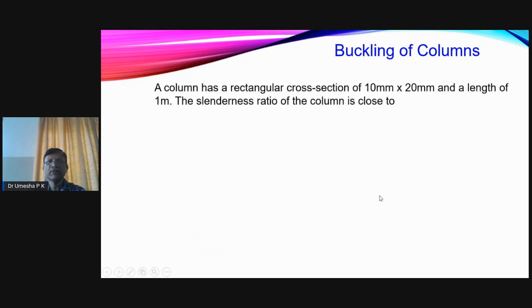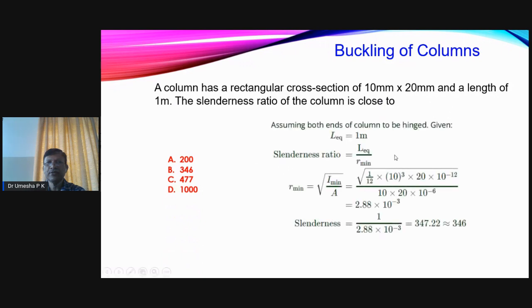So we'll take another example. A column has the rectangular cross section 10 by 20 of length 1 meter. What is the slenderness ratio? So the only thing you should know is the slenderness ratio. Slenderness ratio is equal to L_e divided by r minimum. So you have to calculate the r minimum.